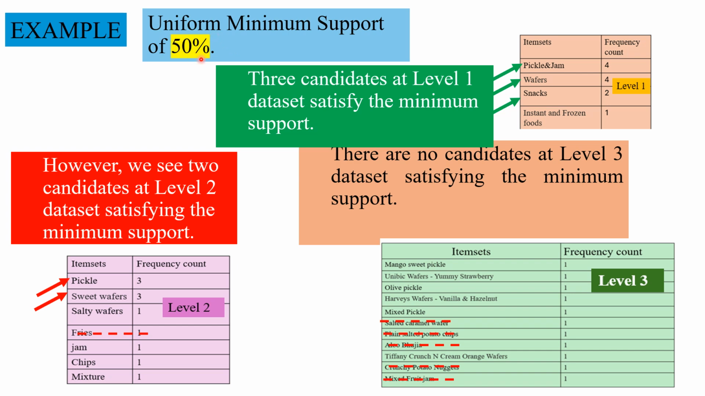So suppose we are first taking uniform minimum support of 50%. So 3 candidates at level 1, this is the level 1 frequency count table. 3 candidates satisfy 50%, that is, a frequency count of 2 or more. 3 are there, which are frequent. Now we take their descendants.